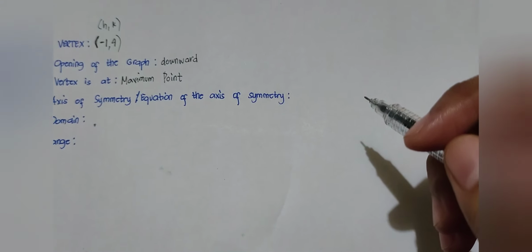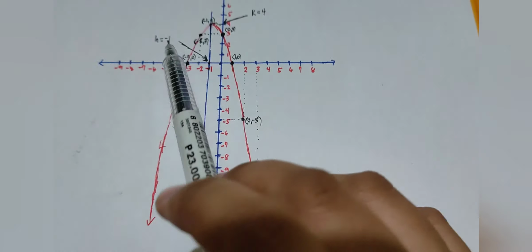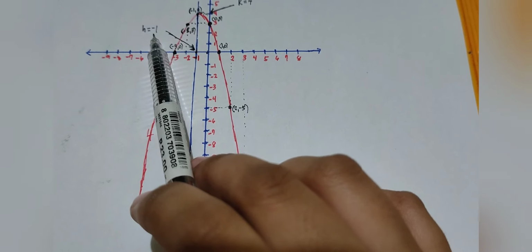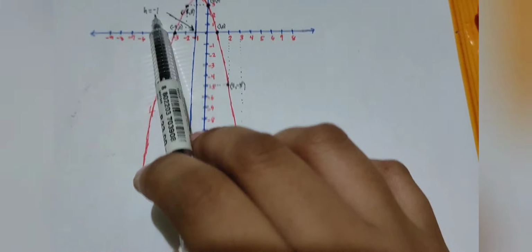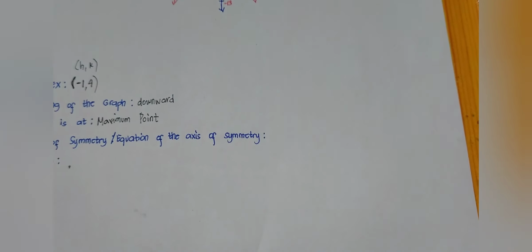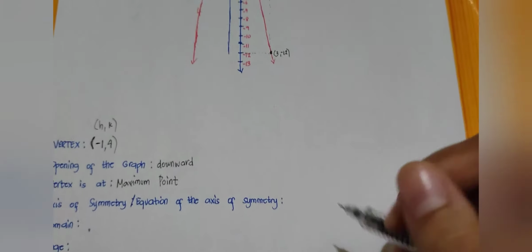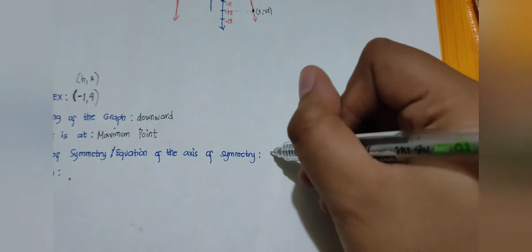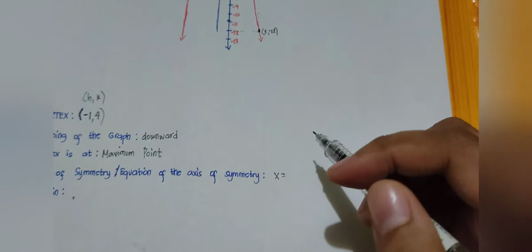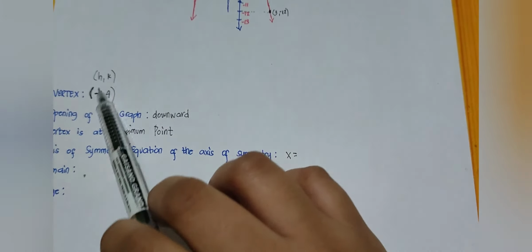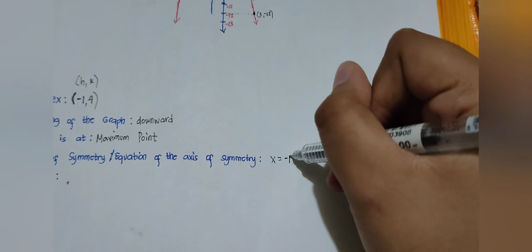Next is axis of symmetry or the equation of the axis of symmetry. So, the equation of the axis of symmetry is this one. H is equal to negative 1. Or, di ba yung sabi ko kanina, x is equal to h. So, yung axis of symmetry is x is equal to, ang h natin is negative 1. So, x is equal to negative 1.